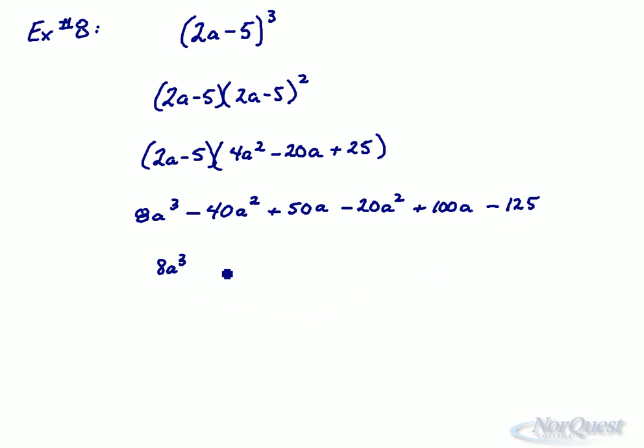Minus 40a squared minus 20a squared, negative 60a squared. 50a plus 100a, plus 150a, minus 125. So with those 8 examples, I did a couple monomials together. I dealt with every type of binomial expansion, plus a brackets within brackets question, plus a binomial times a trinomial, the perfect squares, the difference of squares, and even a cubic.